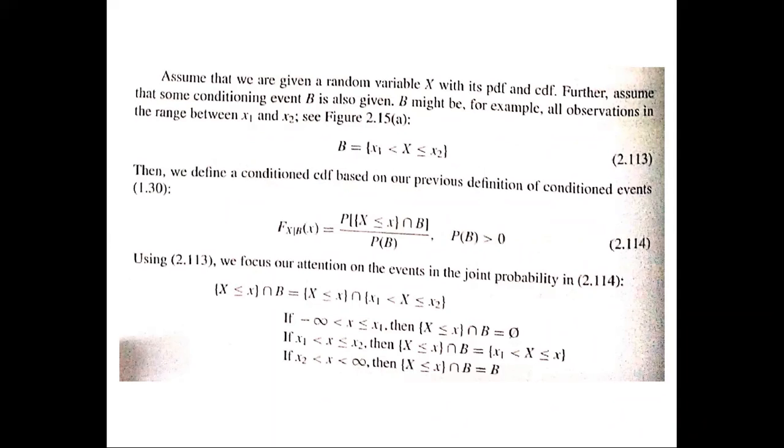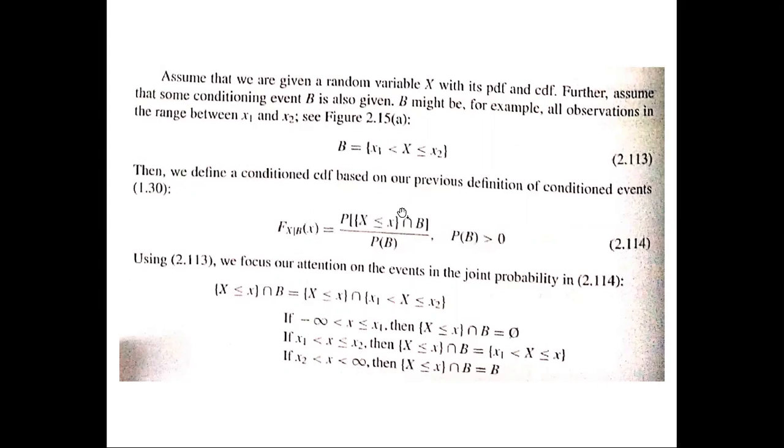So the conditioned CDF, so to say, is given by capital F of x given b, which will be equal to P of x less than or equal to x intersection b, divided by P of b. This is similar to our conditioned probability, where P of b is greater than 0.